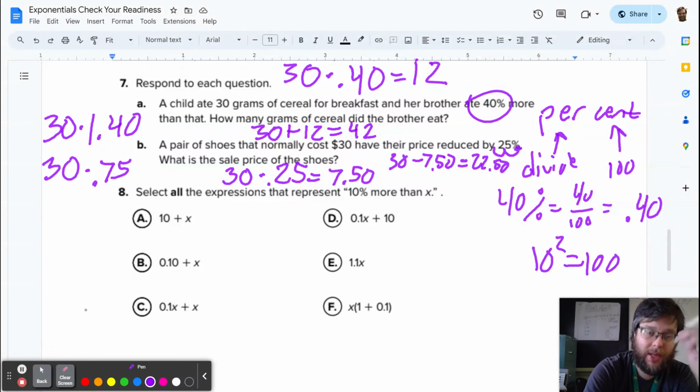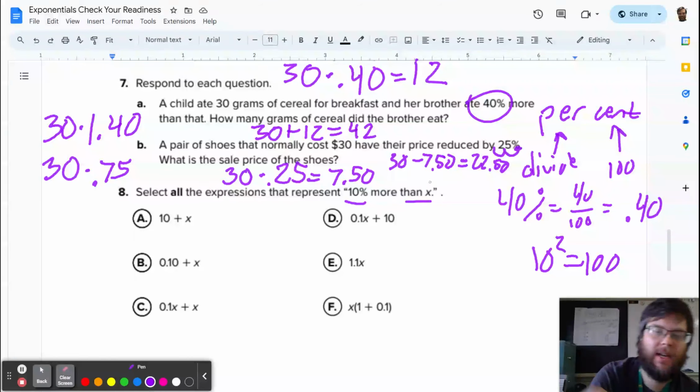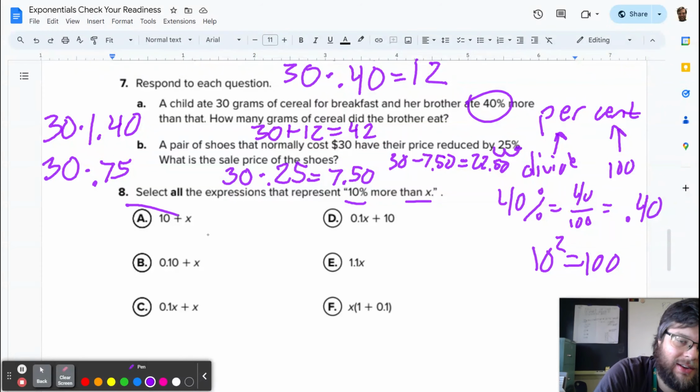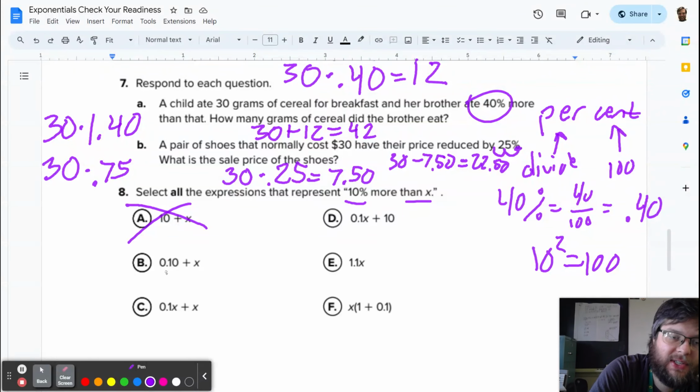Okay, last question. 10% more than X. I showed you two ways to do this in those previous problems. We either add 10% to the original price, or we multiply by 110%. Okay? This is adding 10, just 10 as a whole number. That doesn't work. This is adding 10 as a percent, but it doesn't do 10% of X. So this part B is no good.